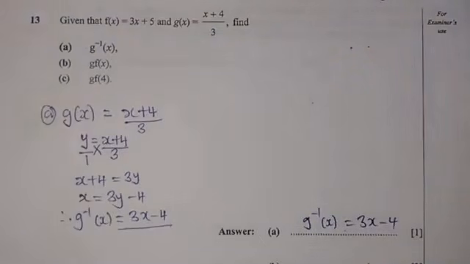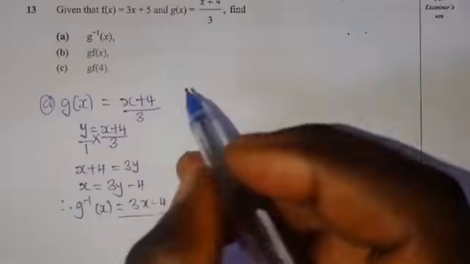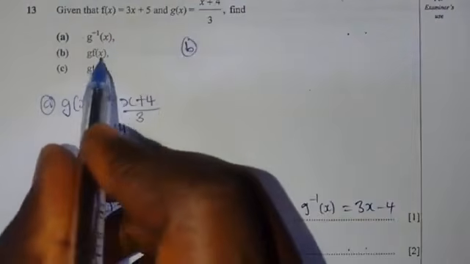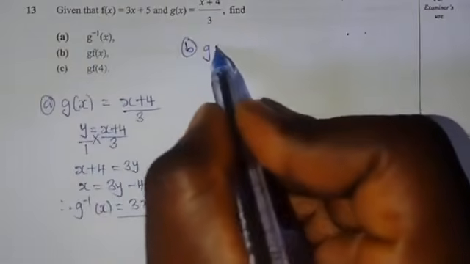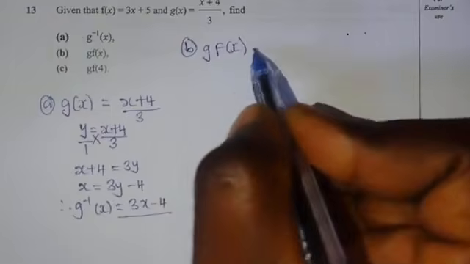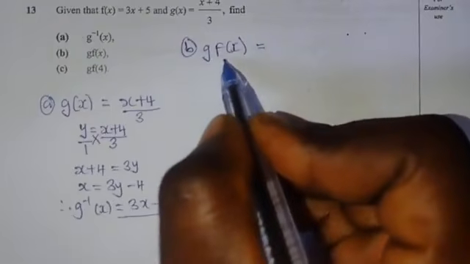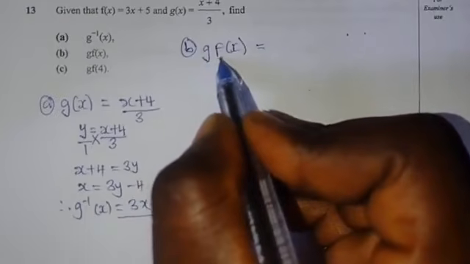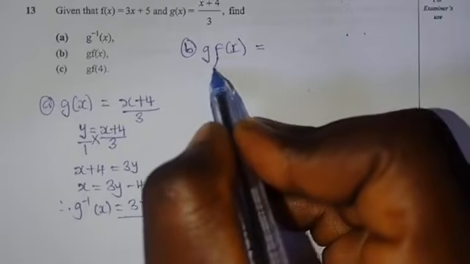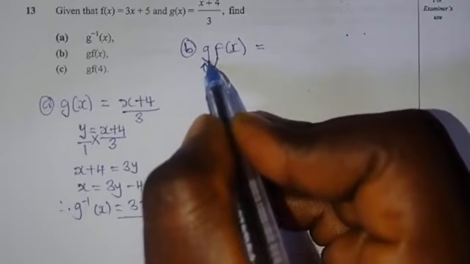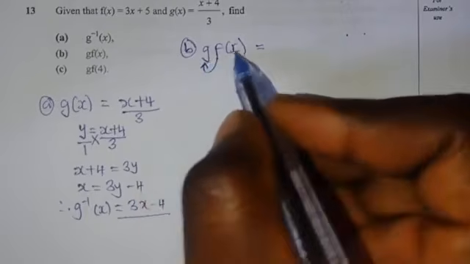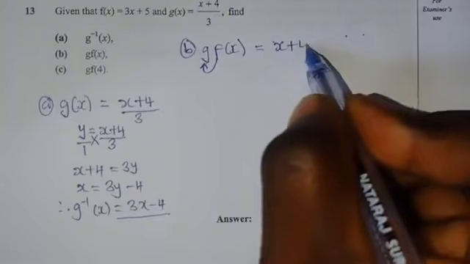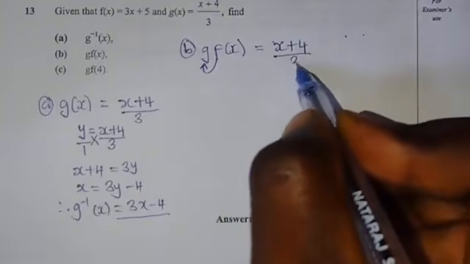Let us now answer our question B. Our question B is saying we need to find the gf of x. So to find the gf of x, you need to understand that here we have a composite function, okay, because we have the function of g and the function of f. So this function of f is going to be substituted on the function of g where we have x. So we are going to write the function of g, which is this one. We have (x plus 4) over 3.